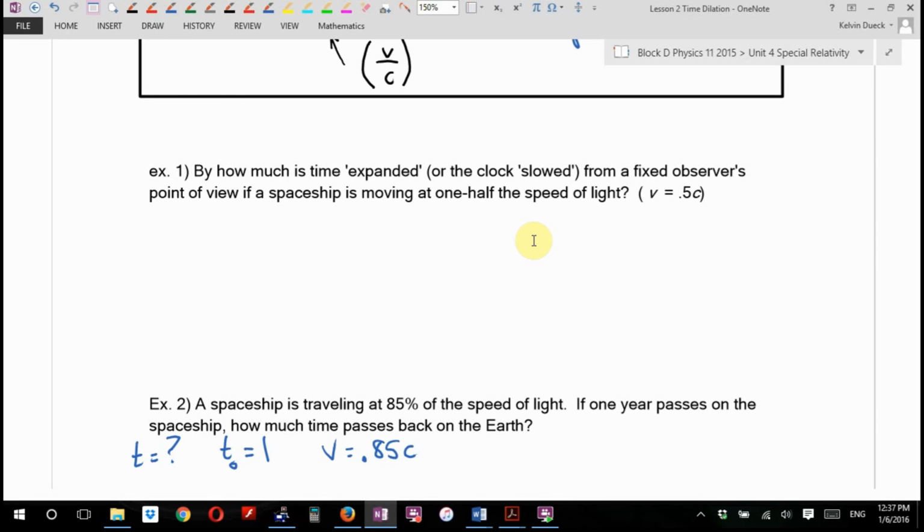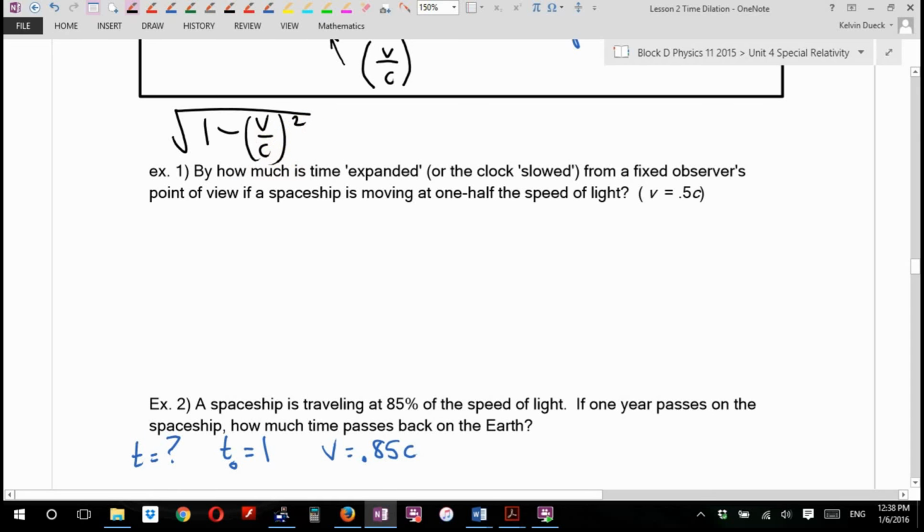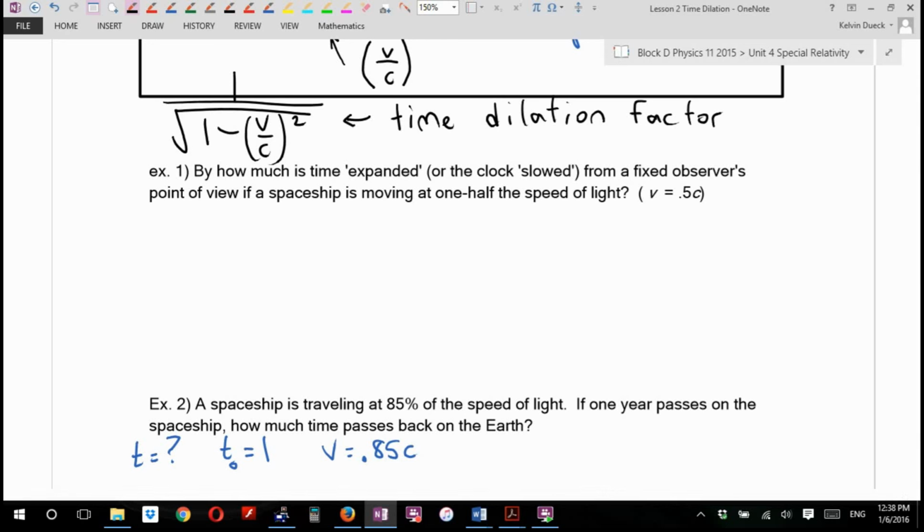Okay. It turns out this thing here has a fancy name. It's called the Lorentz Factor. But 1 over this thing here, this is your time dilation factor. This tells you how much, by what percentage, time will speed up or slow down or whatever. Say what?